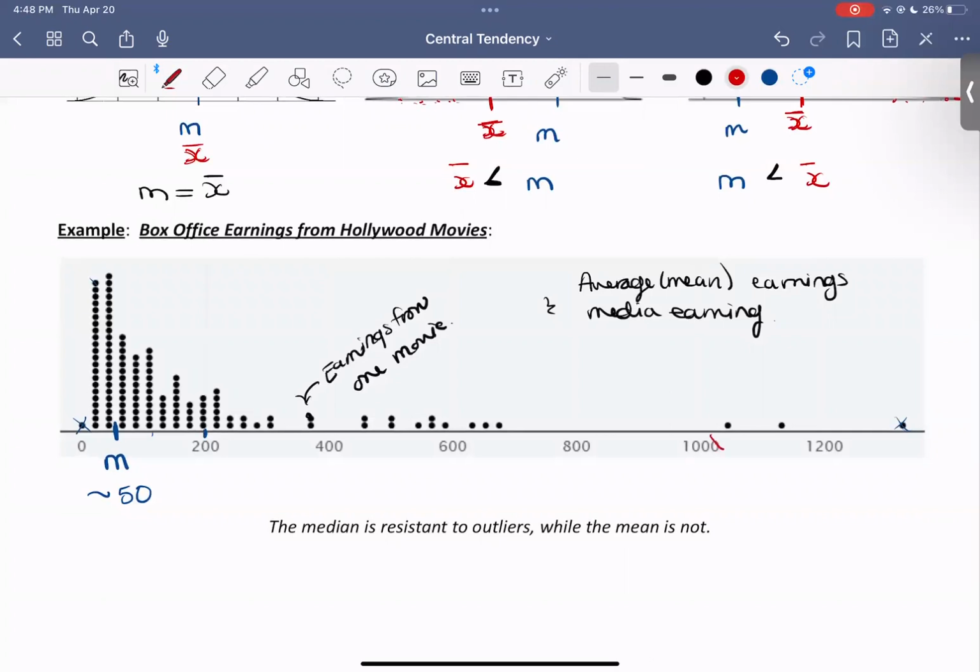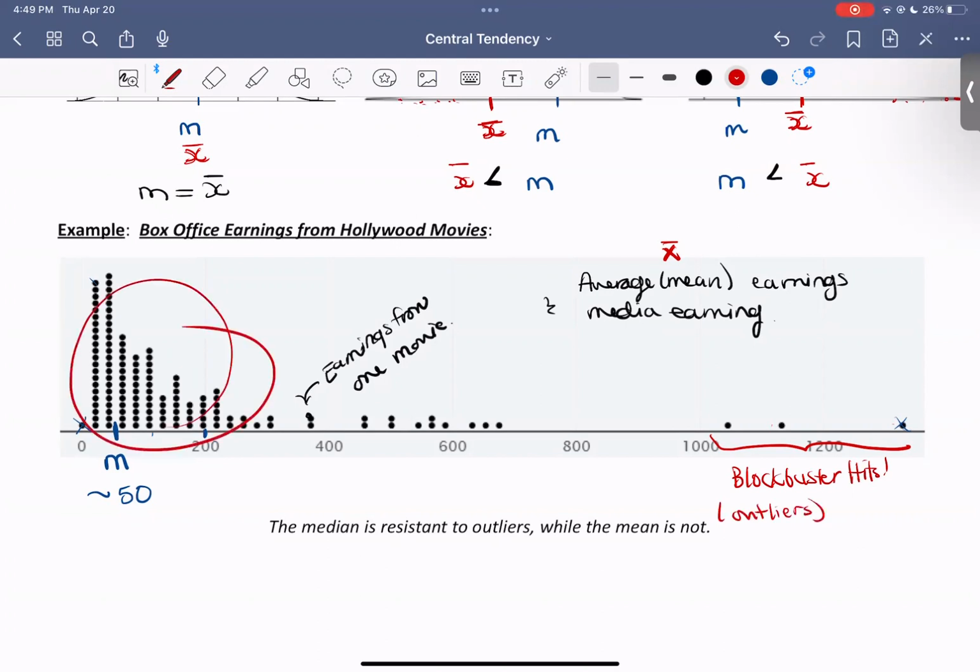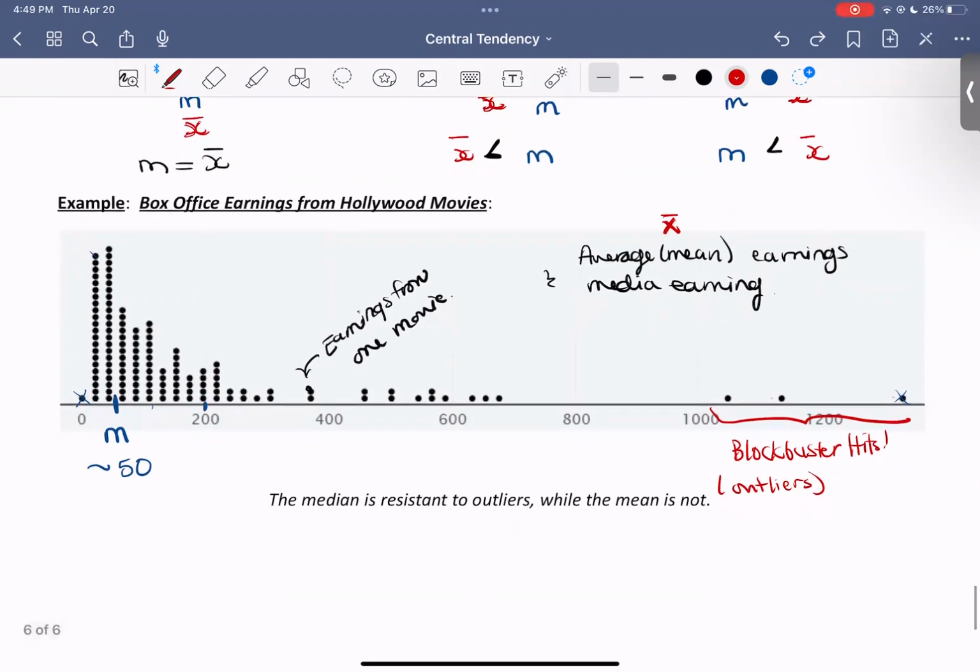But notice how there's a few movies. So if we're thinking about the mean earnings, there are a few movies that make a lot of money in the box office. These are those blockbuster hits. These are outliers of our data. And we can see that clearly. Most of our data is right here. So these out here, those are for sure outliers. So what those outliers are going to do is raise our average earnings. So we're going to be somewhere more like up here, somewhere more around 200.